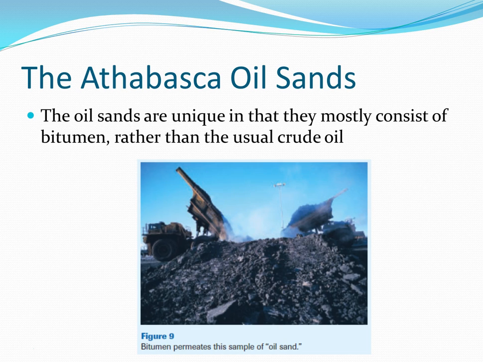Today's lesson will describe how bitumen is extracted from Alberta's oil sands. Alberta's oil sands that are up near Fort McMurray consist of something called bitumen, which is not the same as crude oil.